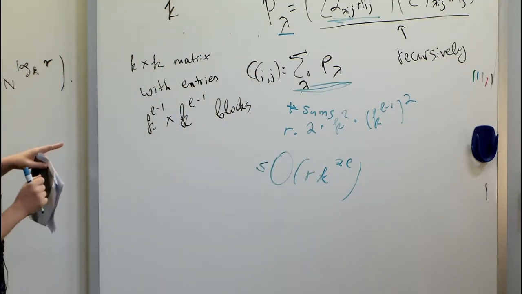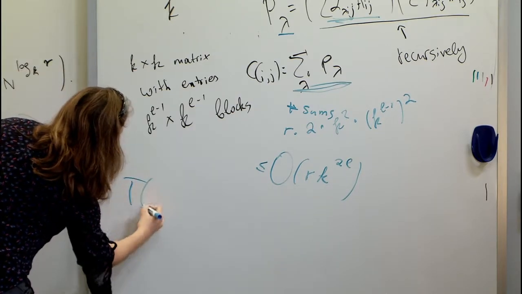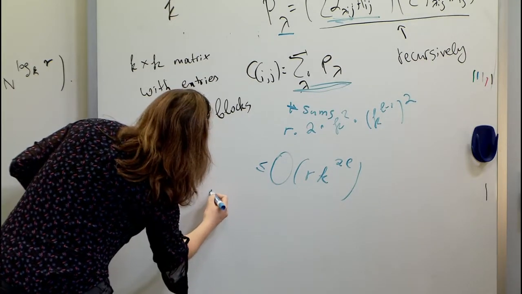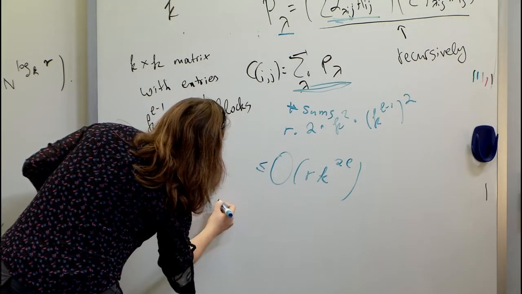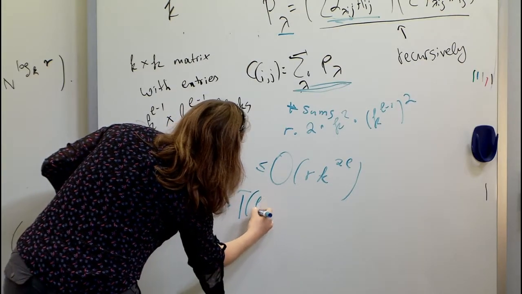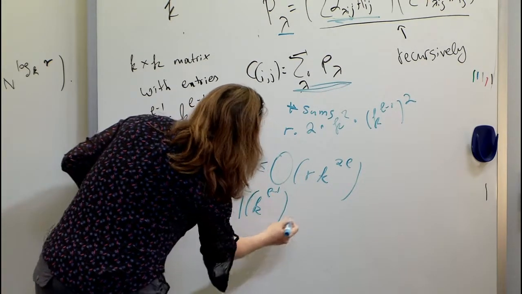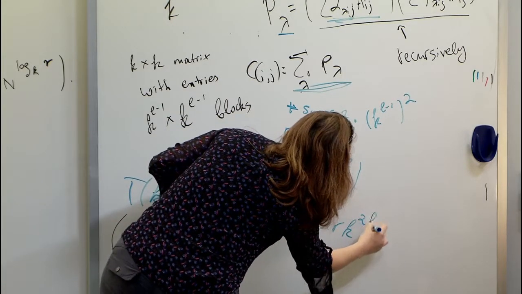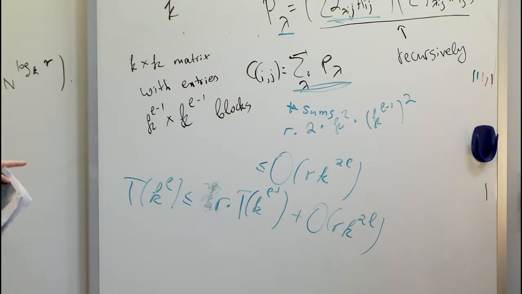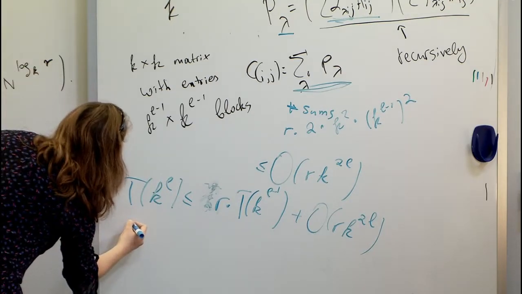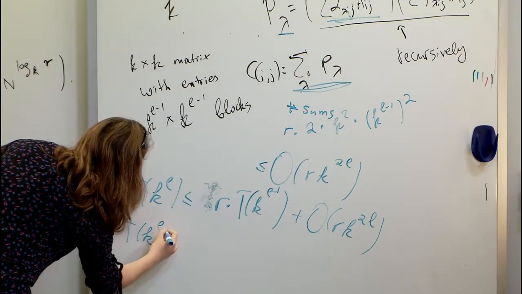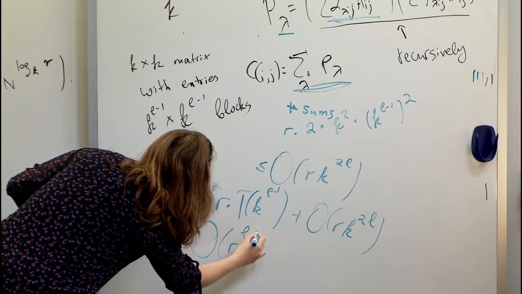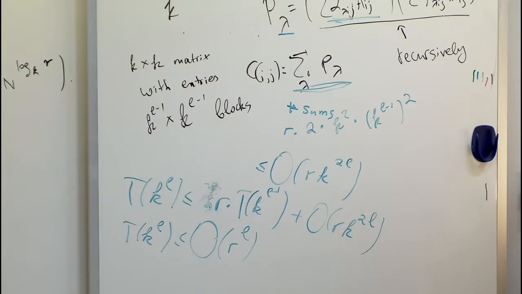So in the end, I get that the time complexity of k^L is at most R times the time complexity of k^(L-1) plus order R k^(2L). And then when you solve this, you again get that the time of k^L is order R^L, which is exactly what we want.